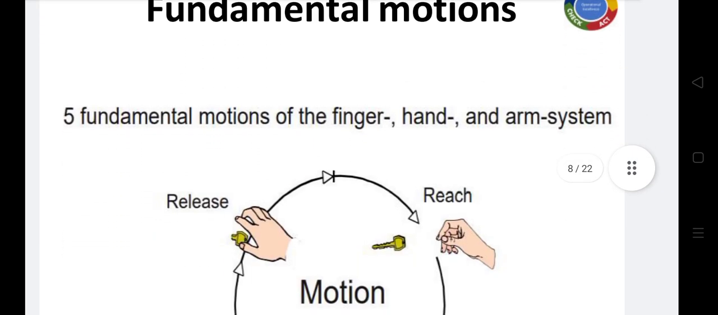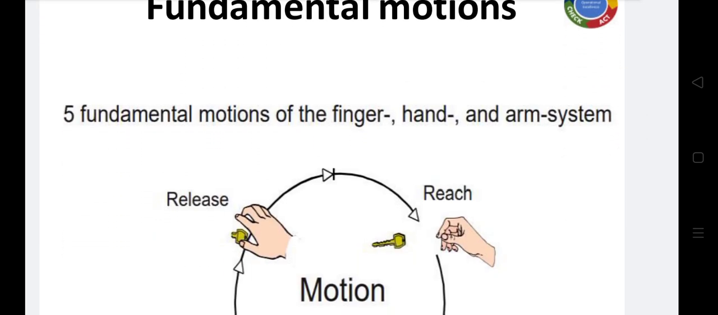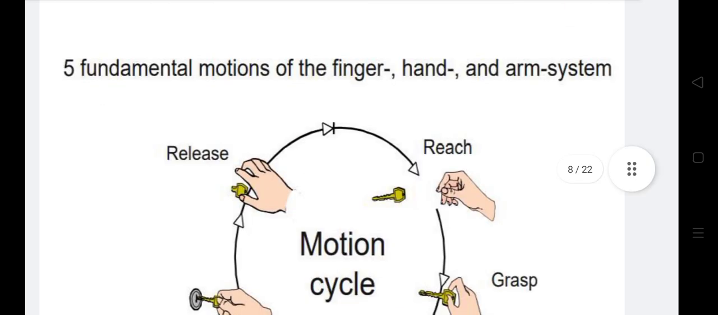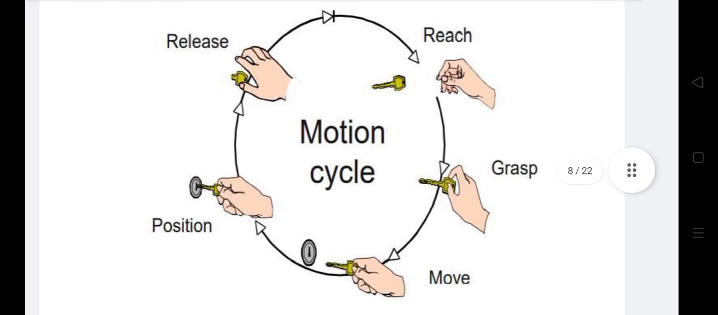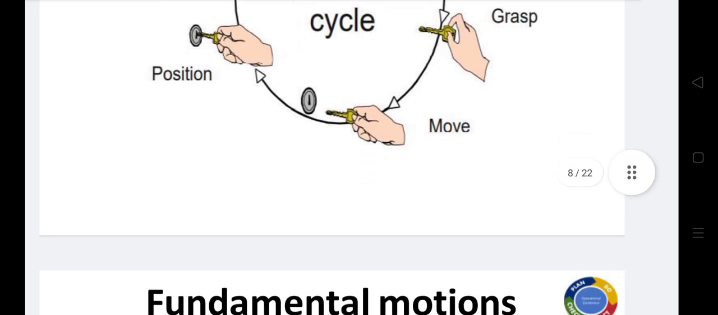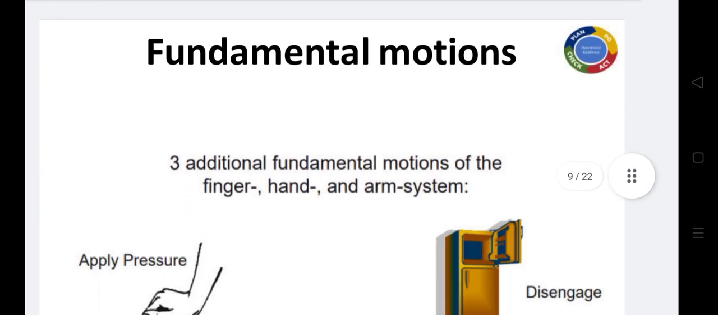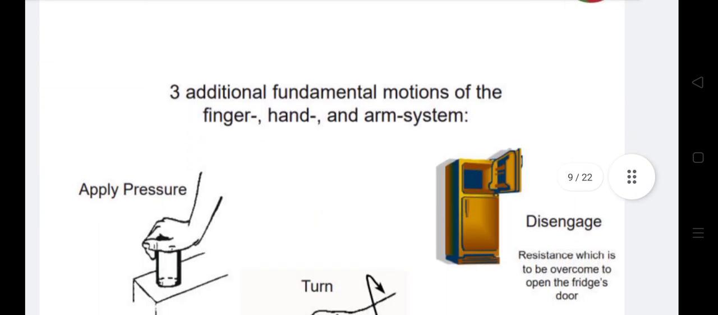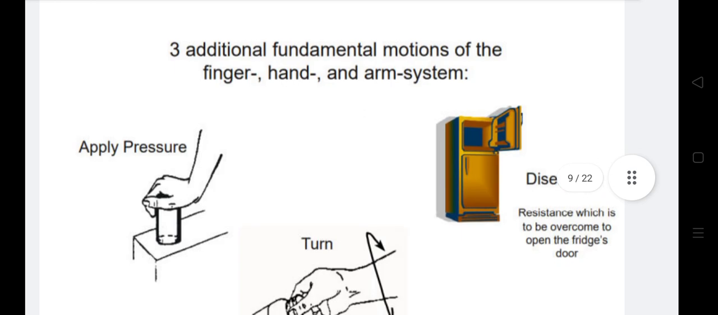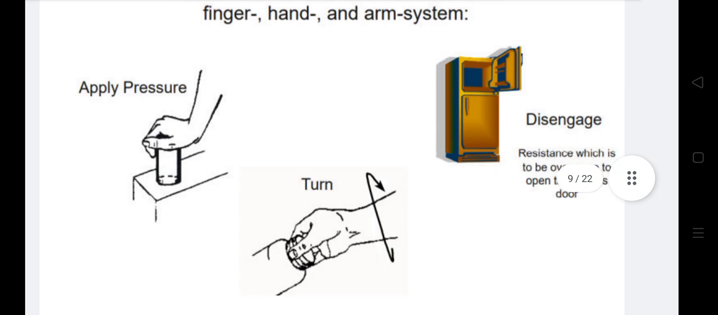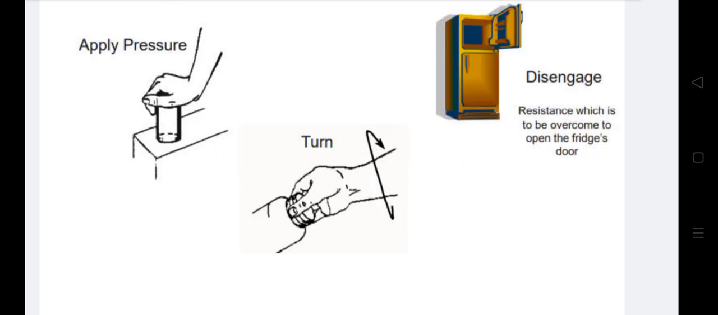Fundamental motion. Five fundamental motions of the finger, hand and arm system: release, raise, grasp, move, position. Motion cycle. Move. Fundamental motion. Three additional fundamental motions of the finger, hand, arm system: apply pressure, turn, disengage.